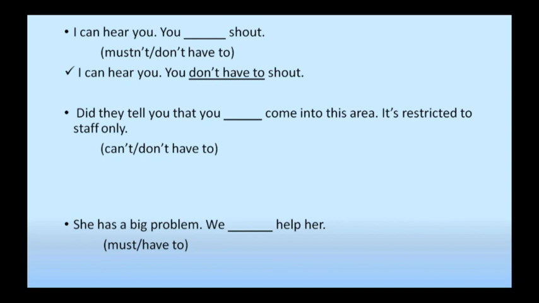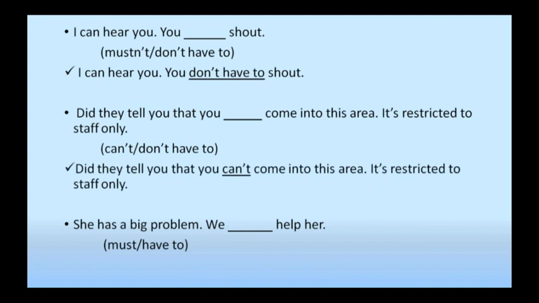In the sentence, did they tell you that you come into this area? It's restricted to staff only. The options are can't and don't have to. The correct form is can't. So the sentence will be, did they tell you that you can't come into this area? It's restricted to staff only.